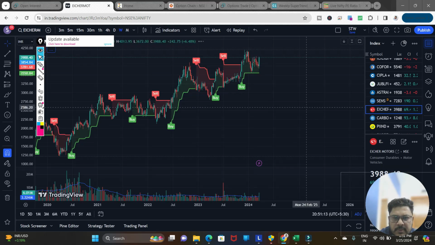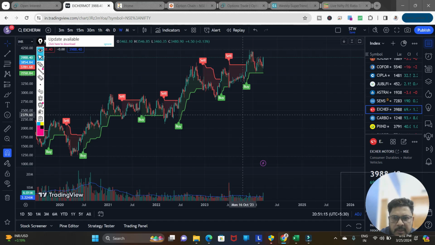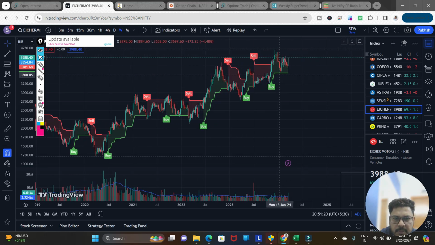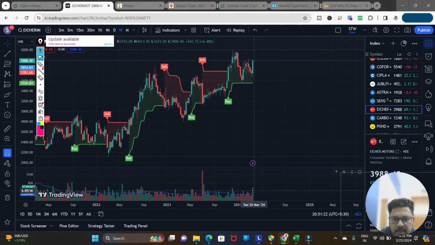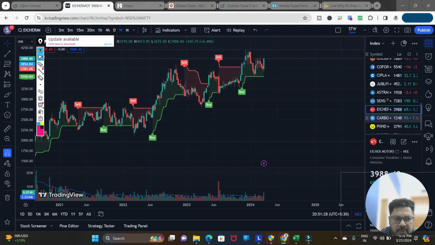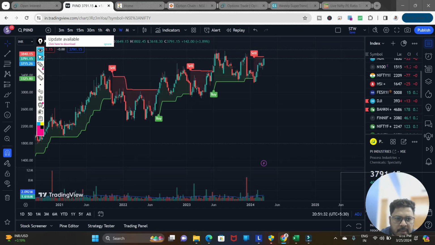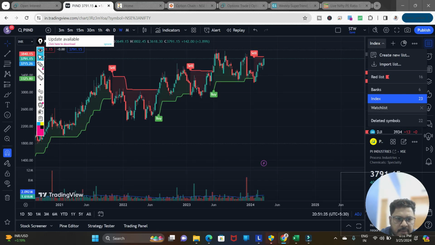Eicher Motors, our Royal Enfield company. Let's see how it is doing. It has been doing good. This candle doesn't have the kind of volume which this candle had. So this is going to be in sideways for some time. These two we have already identified.